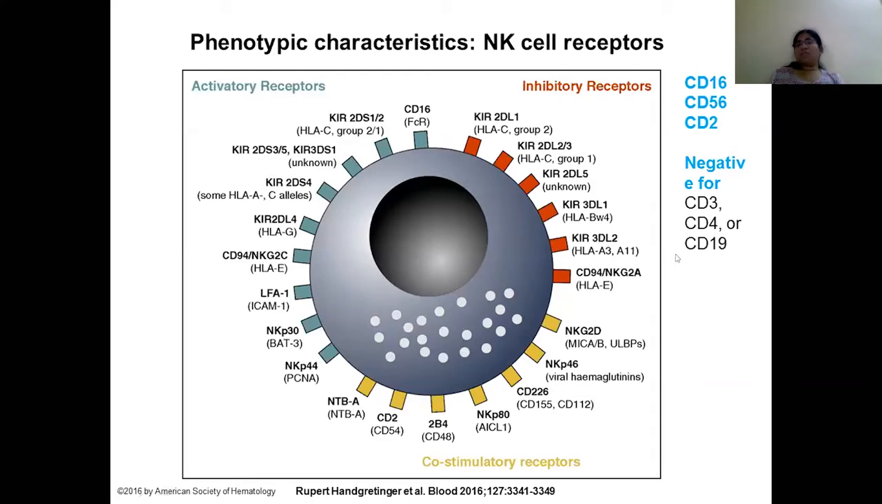But the signature surface markers by which we identify NK cells in the lab are the presence of CD16 or CD56 and the presence of CD226. These NK cells are differentiated from T cells by the absence of CD3.